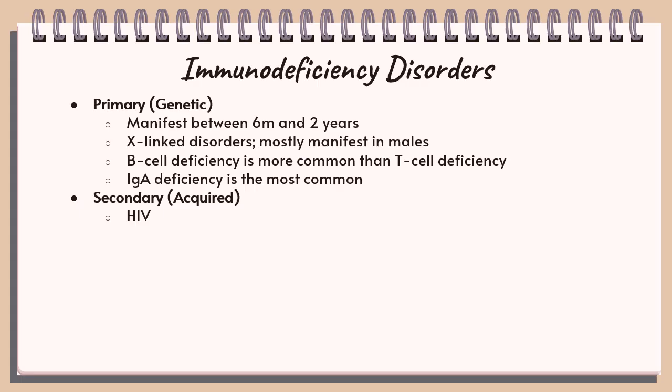Okay, going into immunodeficiency disorders, you can have primary, which would be genetic, typically manifests between 6 months to 2 years of age. X-linked disorders are mostly manifested in males, and B-cell deficiency is more common than T-cell. Like I said, they don't really know exactly why it's happening. It's just genetic factors. IgA deficiency is the most common. And then secondary immunodeficiency is acquired, which your biggest one would be HIV.